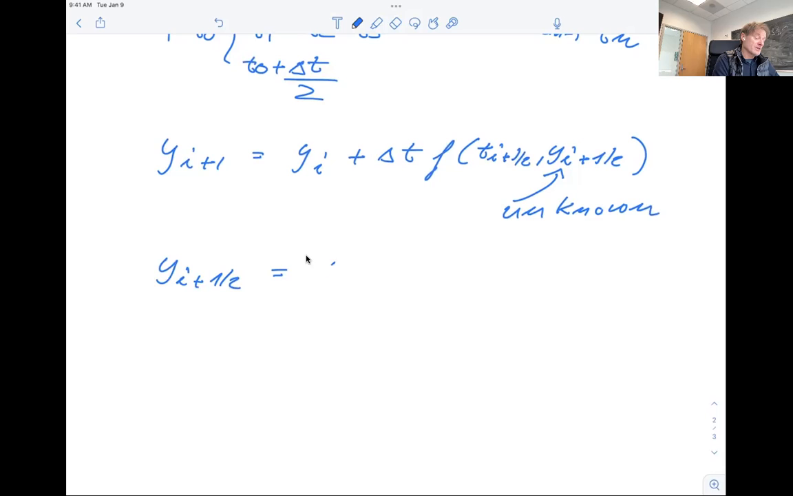And Euler's method simply says that this is going to be y_i plus, but now we have delta t divided by 2, and then we are evaluating the function f_i at t_i and with the value y_i. And these quantities are both known. So this is nothing but Euler's method.